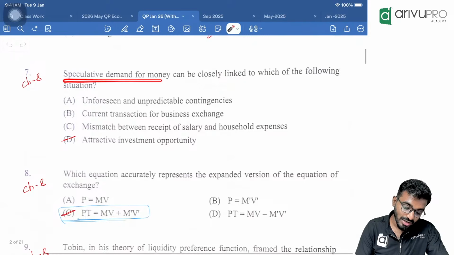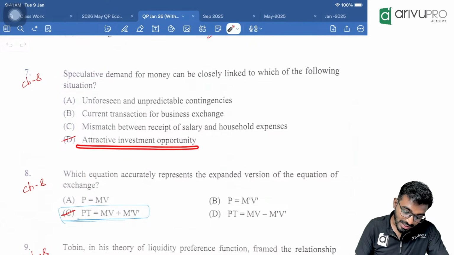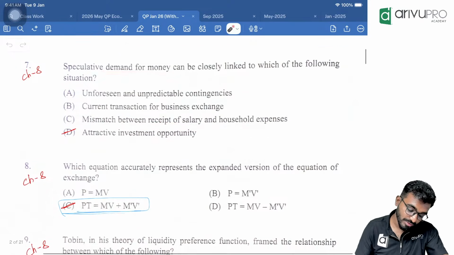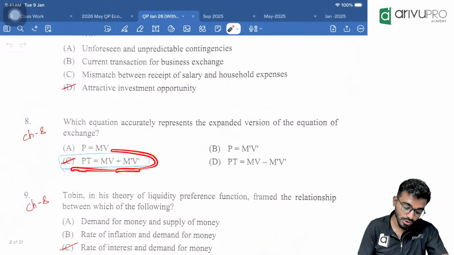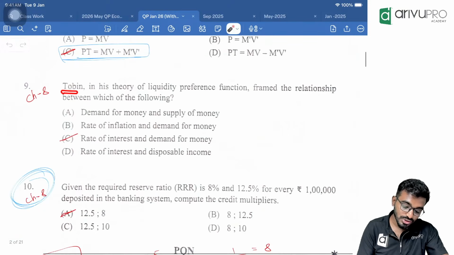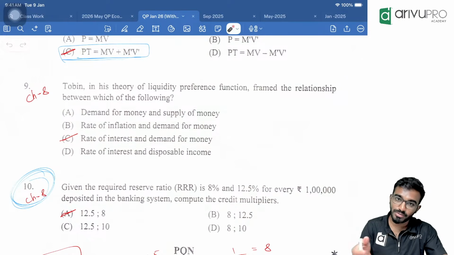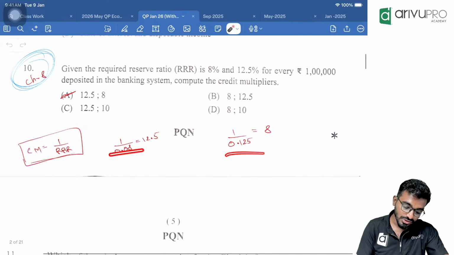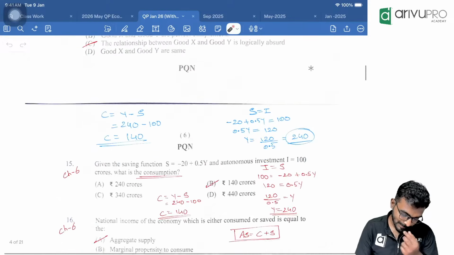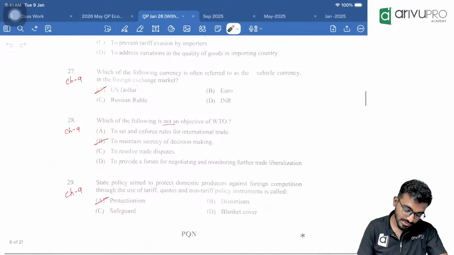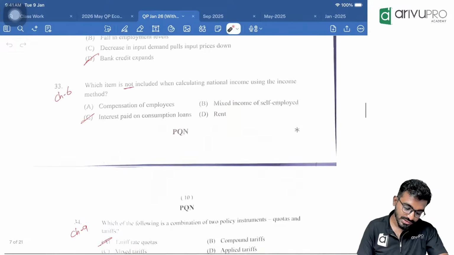Next, speculative demand for money can be closely linked to which of the following situations? Attractive investment opportunities in future. For that purpose, we need speculative demand for money. MV + M'V' = PT. James Tobin, liquidity preference function: which relationship did it frame? Rate of interest and demand for money. That was continued by Keynes only. This we already solved. See, literally easy questions. There are no difficult questions at all.